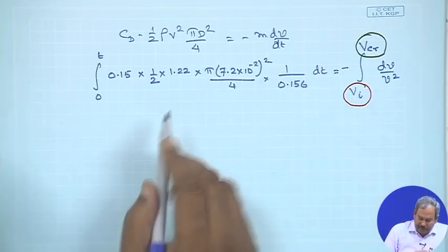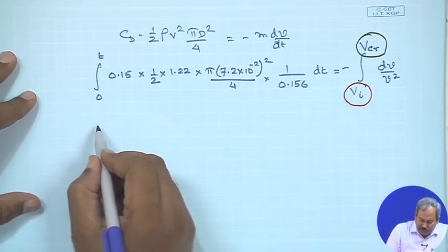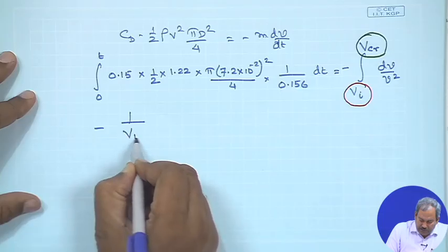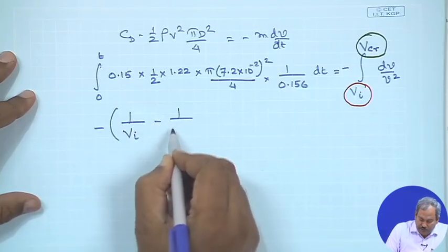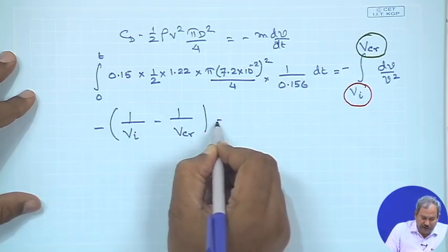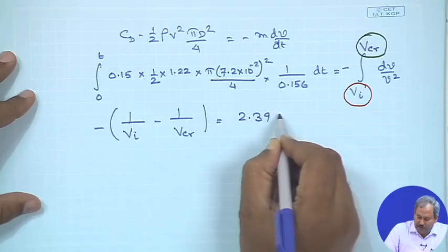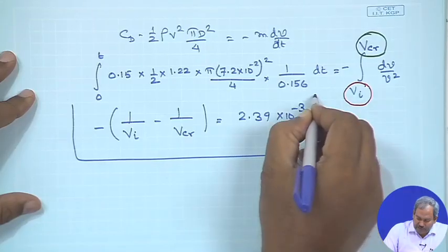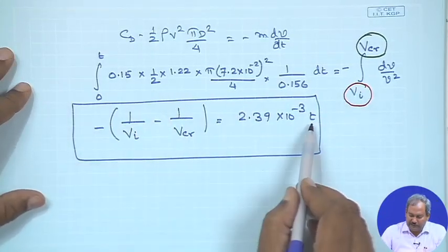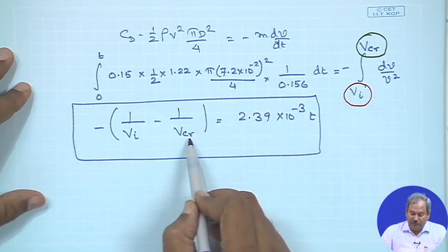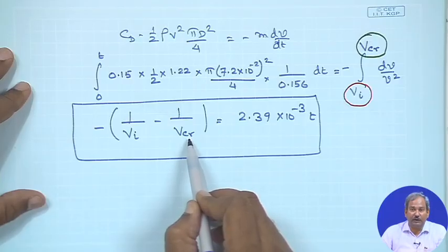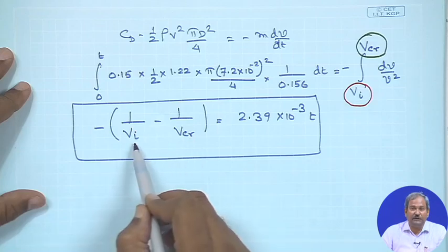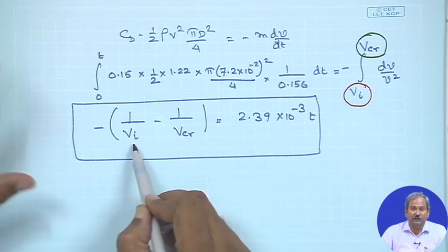So when you perform the integration and calculate the numbers, what you get is minus 1 by v initial minus 1 by v critical is equal to 2.39 into 10 to the power minus 3 times t. So this is a relation which connects the time, the critical value of the velocity, which we know to be equal to 105 kilometer per hour, and this v initial is the velocity with which the ball has left the hand of the bowler.